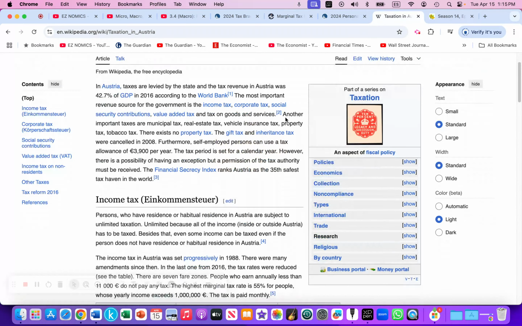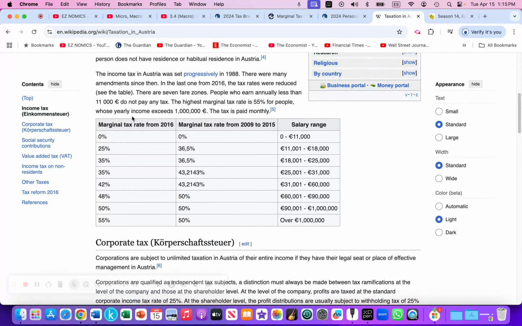Taxation in Austria. So this will be our applied example. Here we can see that Austria updated their income tax brackets in 2016, and it's divided into 1, 2, 3, 4, 5, 6, 7, 8 tax brackets. For the lowest bracket, if you're making between 0 and 11,000 euros, 0%, and the next 11,000 to 18,000 is taxed at 25%, and the next between 18,000, 25,000, 35, and so on. And for the top bracket, for those making over €1 million a year, there's a 55% income tax.